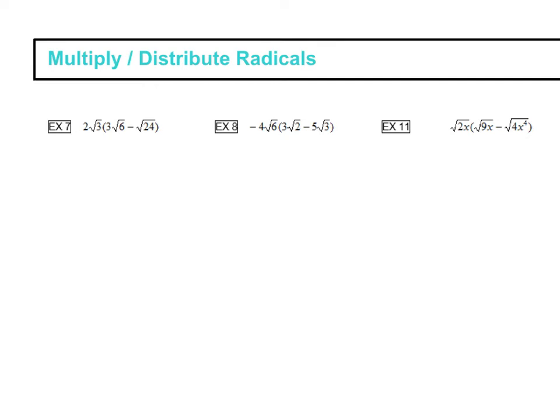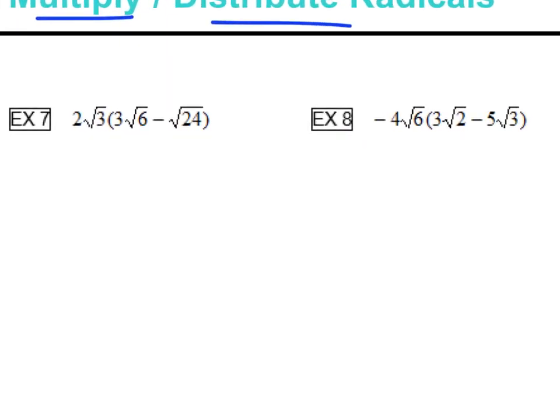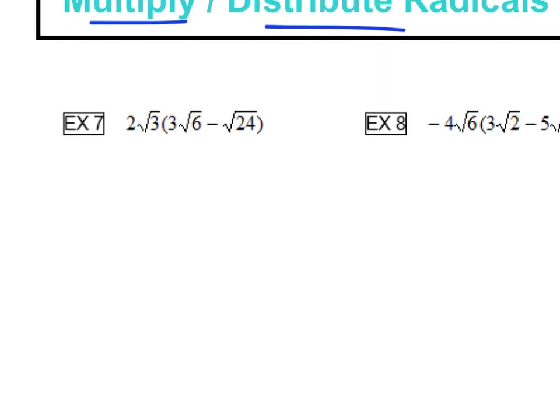Alright, so now we're going to take a look at multiplying and distributing some radicals. Alright, our first example, we have 2 times the square root of 3 times these two terms that are in parentheses. We've got one term here and one term here. So what we're going to do is distribute 2 square roots of 3 and multiply it by 3 square roots of 6.